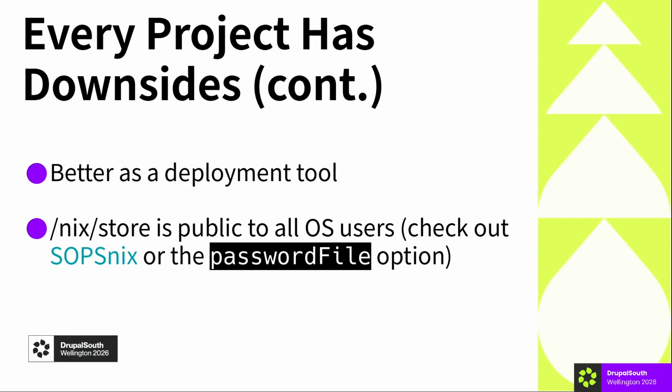There's a tool called SOPS Nix. It's a secrets provisioning tool for Nix. It allows you to declare and store your secrets in a reproducible way and manage them just like you would the rest of your system. Or a lot of services also have something called the password file option. It allows you to define where to store a plain text, well, encrypted password somewhere in your system and just let the Linux permission system protect it for you. So those are both techniques to keep your database password out of the Nix store.